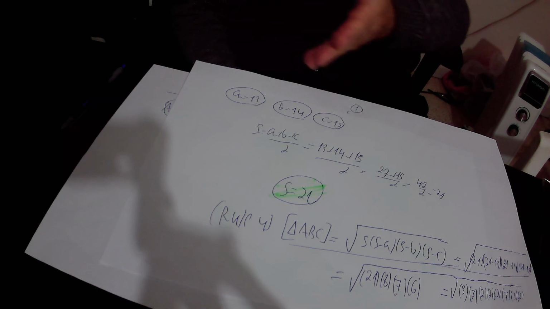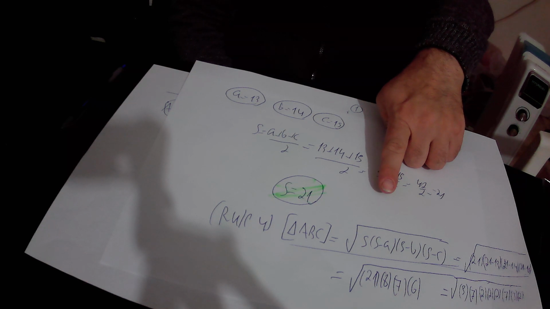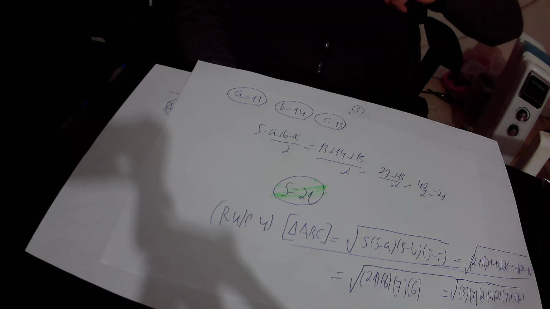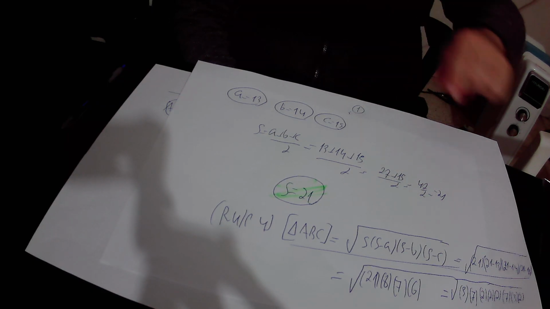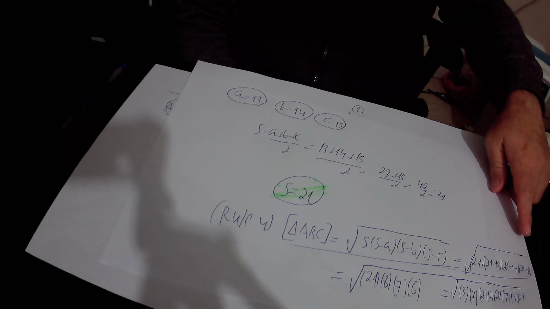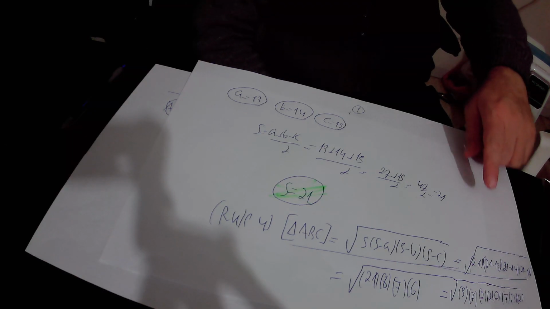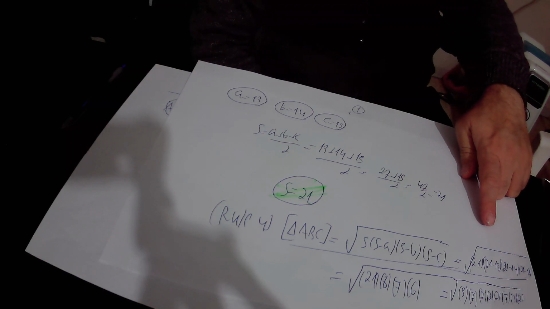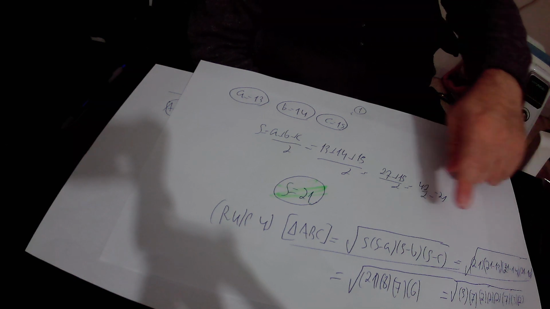And according to rule number 4, the area of our triangle ABC equals the square root of S times (S minus A) times (S minus B) times (S minus C). So it is the square root of S, that is 21, times S minus A, that is 21 minus 13, times S minus B, that is 21 minus 14, times S minus C, that is 21 minus 15. So the area of triangle ABC equals the square root of 21, and 21 minus 13 is 8, times 21 minus 14 is 7, and times 21 minus 15 is 6.